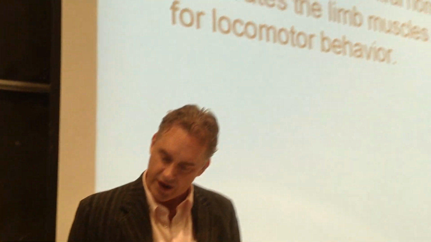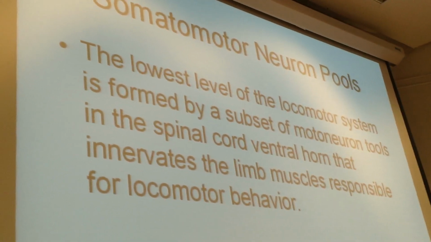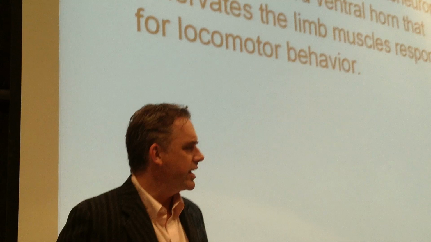The lowest somatomotor neuron pools, the lowest level of the locomotor system, is formed by a subset of motoneuron pools. That's wrong. Motoneurons in the spinal cord ventral horn that innervate the limb muscles responsible for locomotor behavior. I dictated this with Dragon Dictate, and now and then it does weird things. So "tools," God only knows where that came from. So, a set of motor neurons in the spinal cord ventral horn, so it's way down in the spine, that innervate the limb muscles responsible for locomotor behavior.